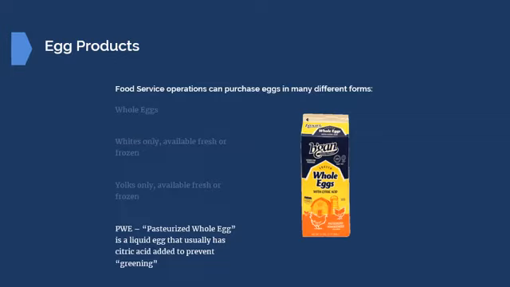If I'm making a ton of meringue, then I don't necessarily need egg yolks. If I'm making custards, maybe I don't need the egg whites. If I'm doing nothing but scrambling eggs, then maybe it's a good idea to buy the pasteurized whole egg.